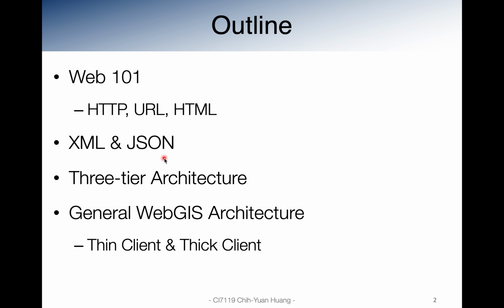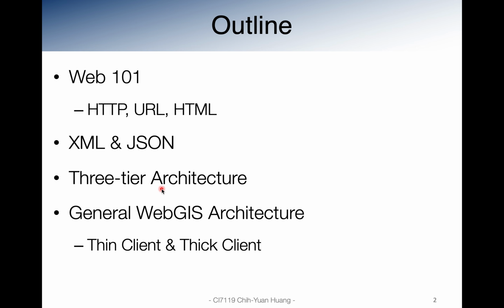These two are data formats that can be used to describe some information. And these two formats are the popular ones usually used in web communication. And after that, we are going to talk about the architecture. General system architecture can be modeled as the three-tier architecture. So we are going to talk about this important three-tier architecture.